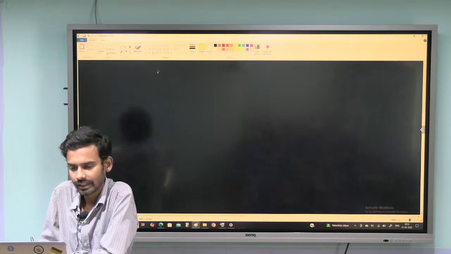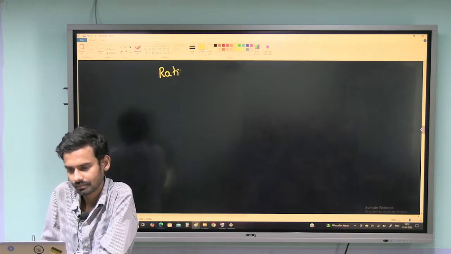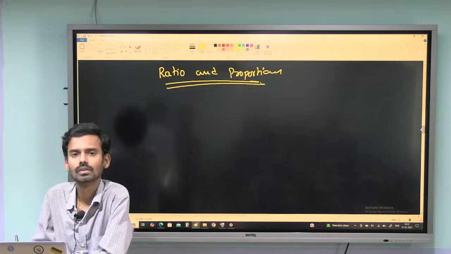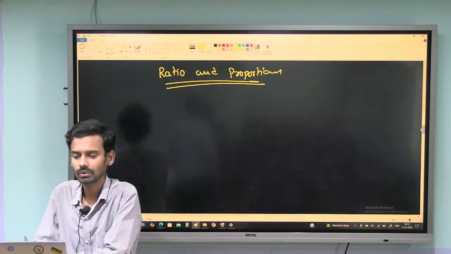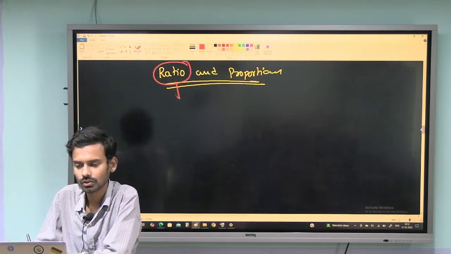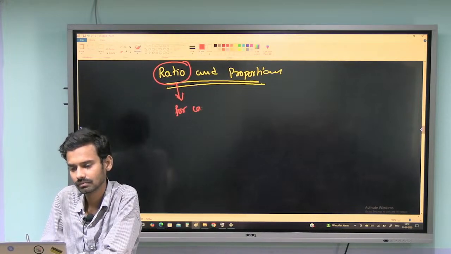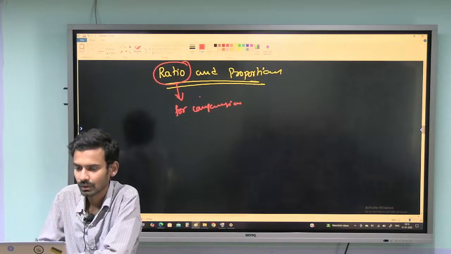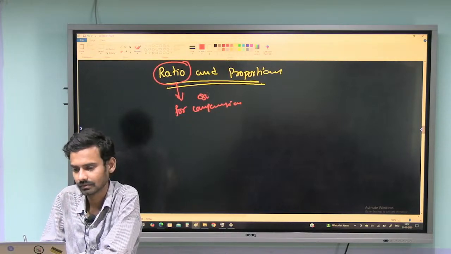The topic for today is ratio and proportion. So first, why do we use ratios? Ratios are used for comparison. In fact, they are used for quantitative comparison.